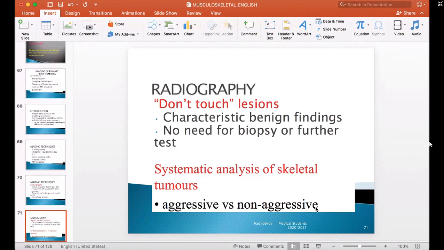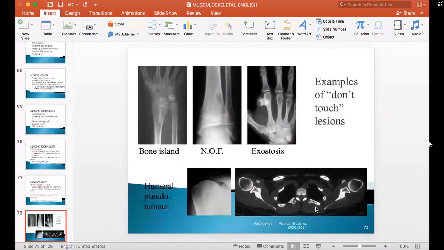Systematic analysis of skeletal tumors should also be performed on radiography, and we can state on radiography whether there are any signs of an aggressive or non-aggressive tumor. Here we have a few examples of so-called don't touch lesions, like the bone islands here in the wrist, the non-ossifying fibroma, or the presence of exostosis. This is like supplementary bone in the metatarsal, second metacarpal bone here.